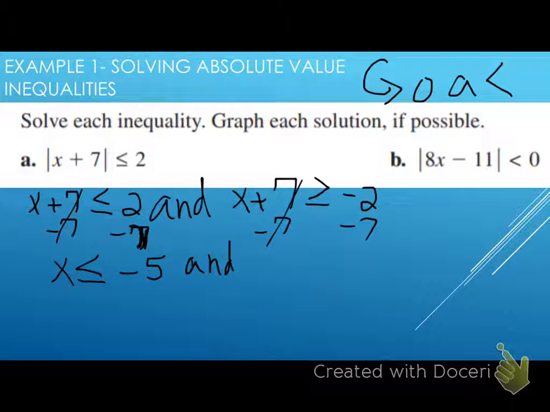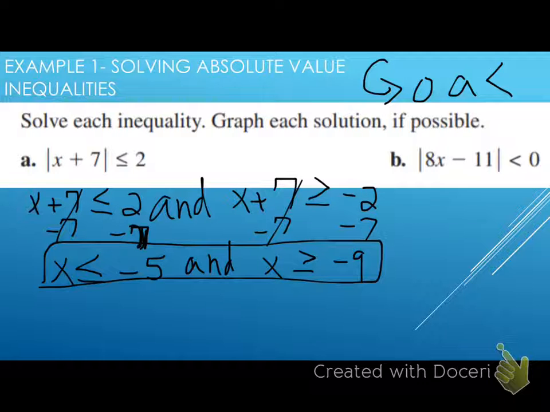Now this is just like yesterday. I'm solving my compound inequality. Negative 2 minus 7. Negative 9. Symbol flip or stay? Stays the same. Do both inequalities have the variable by themselves? Yes, so here would be my solution.